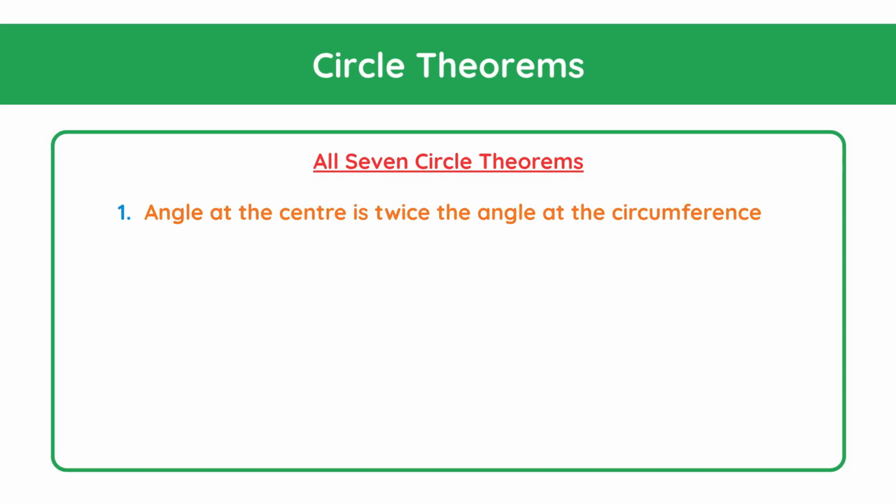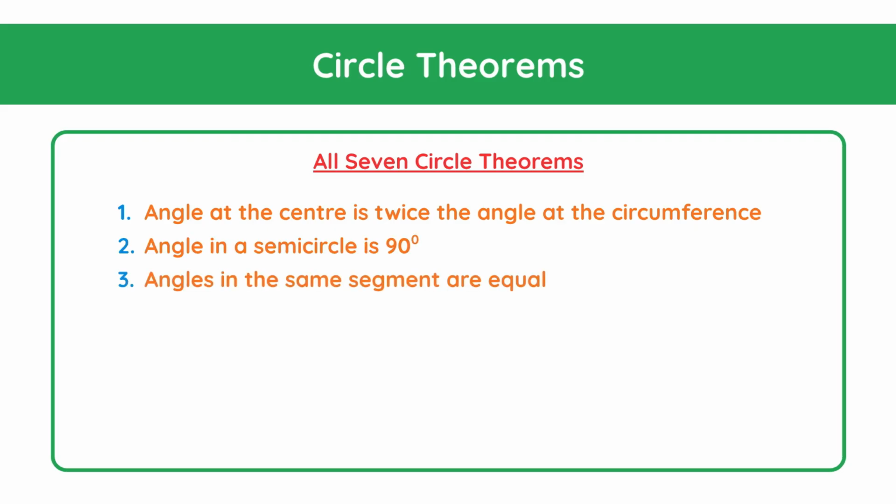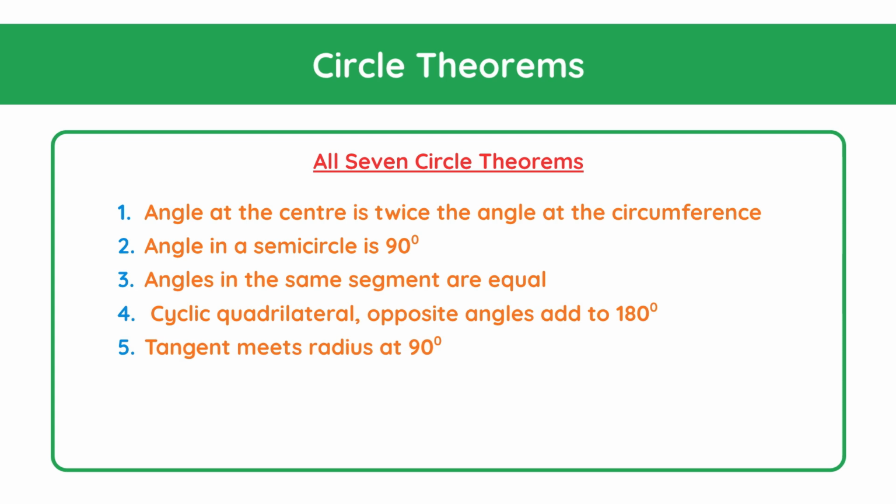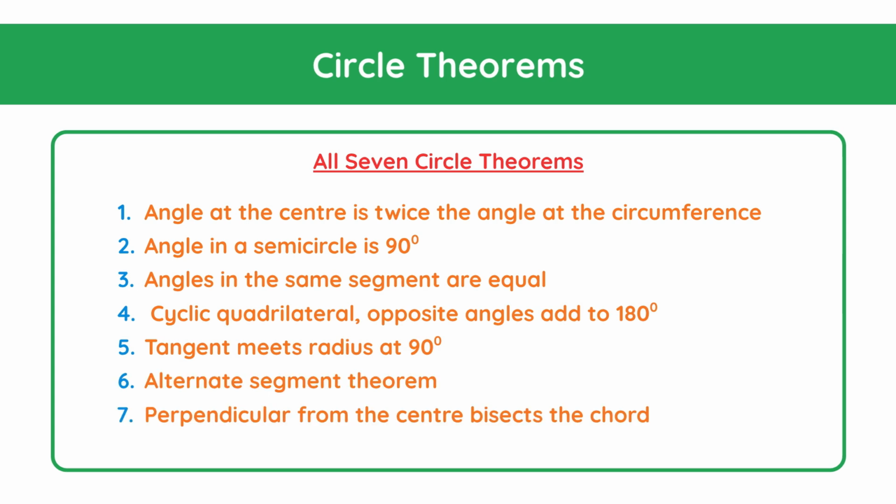So those are all 7 circle theorems. Angle at the center is twice the angle at the circumference. Angle in a semicircle is 90. Angles in the same segment are equal. Cyclic quadrilateral, opposite angles add to 180. Tangent meets radius at 90. Alternate segment theorem. Perpendicular from the center bisects the chord.